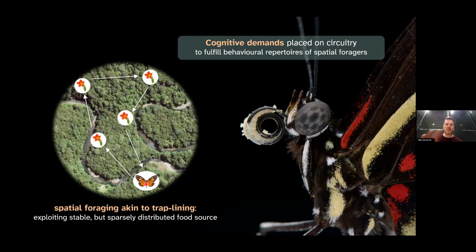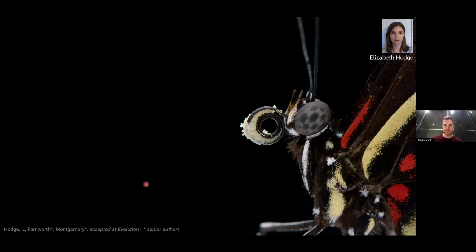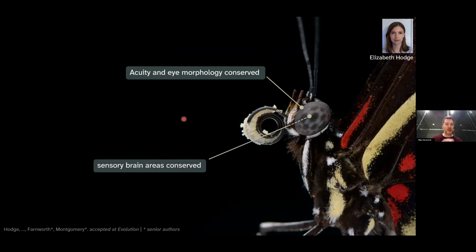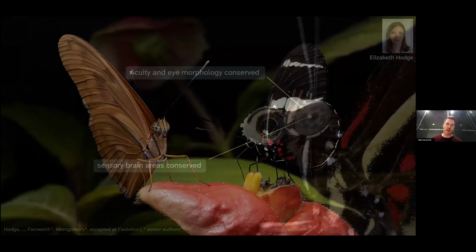Now this is basically the setup that is really interesting for us as neurobiologists to study comparatively, in contrast to those butterflies that could not do this behavior. They're very closely related. One of our students, Elizabeth, has looked at the sensory periphery and the sensory brain areas, and actually they seem super conserved. So these cognitive demands seem not to be met by the sensory periphery and the brain areas associated with it.